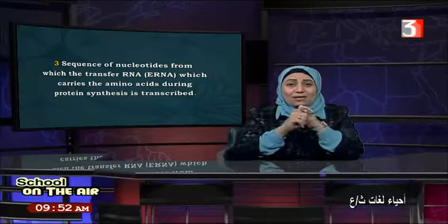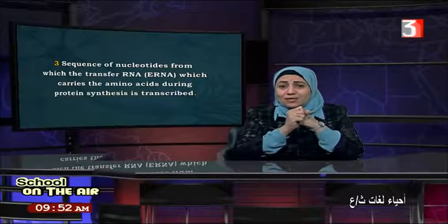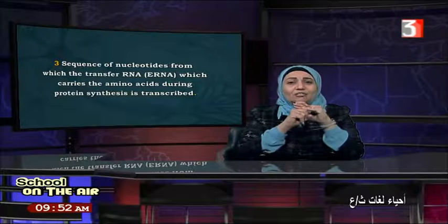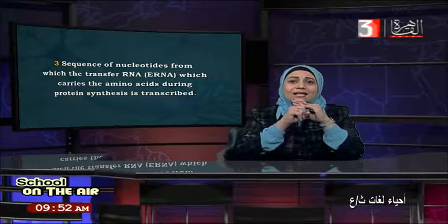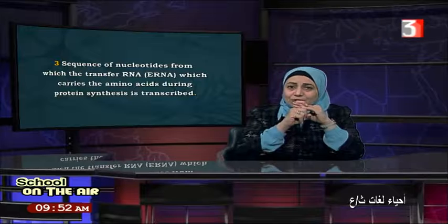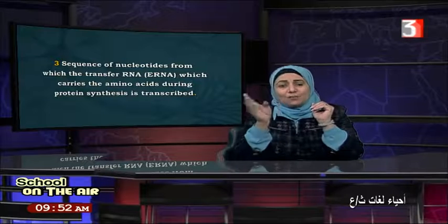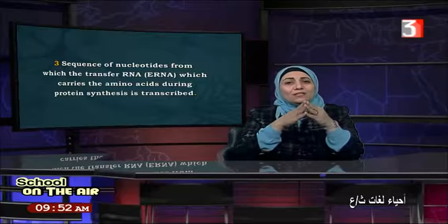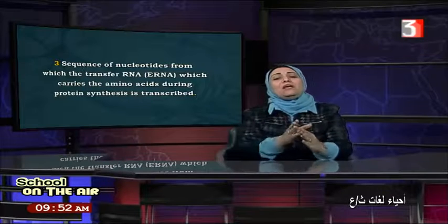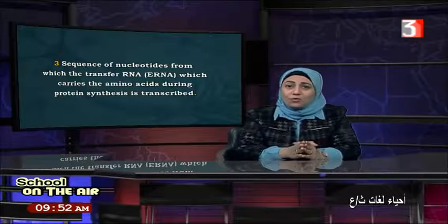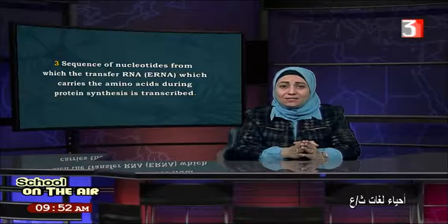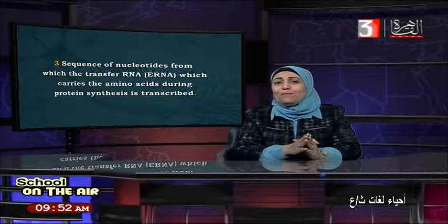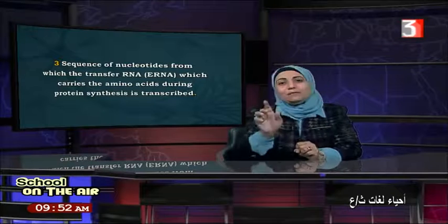So be careful: what happens during cell division? The DNA is transcribed into RNA. This RNA goes outside the cell nucleus to the cytoplasm through the nuclear pore. So what happens when the RNA goes outside? When the ribosomal RNA goes outside, it is responsible for the synthesis of protein, the protein that is found in the cytoplasm of the cell.